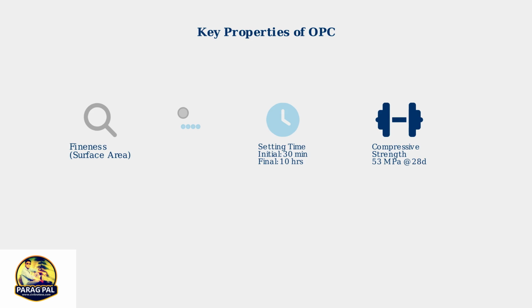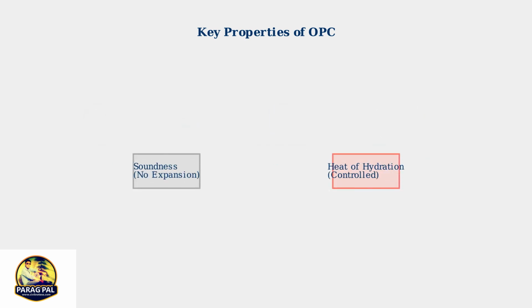Compressive strength is the most important property, measuring cement's ability to withstand loads. OPC typically achieves 53 megapascals at 28 days, making it suitable for most construction applications. Soundness ensures the cement doesn't expand excessively after setting, preventing cracks. Heat of hydration refers to the heat released during the chemical reaction with water, which must be controlled in large concrete pours. These properties work together to determine OPC's performance in concrete. Proper fineness and setting time ensure workability, while high compressive strength and soundness provide durability and structural integrity for construction projects.